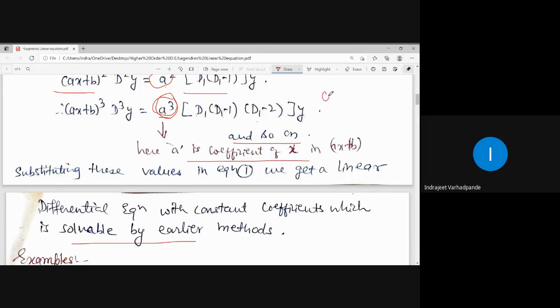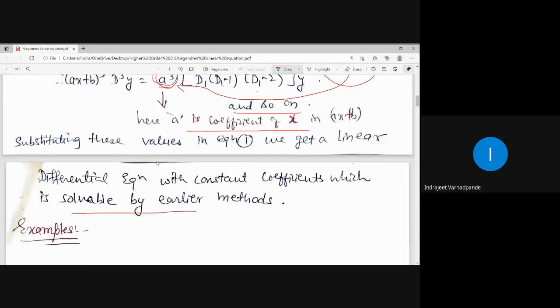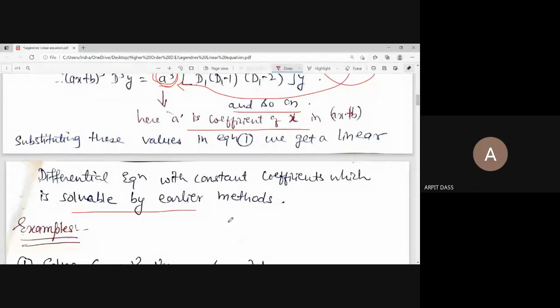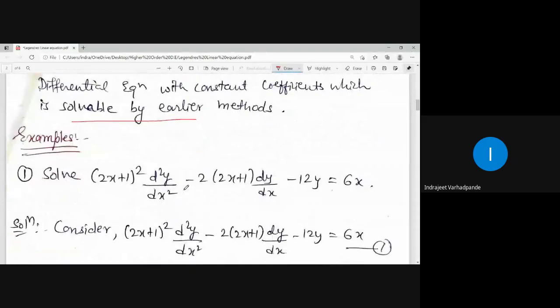So if the linear term is compared with a plus bx, what should be multiplied over here? B. Do not indulge into a and b. Only remember that whatever will be the coefficient of x, we need to multiply by that. And that is very, very important for the simplification purpose. Clear? Yes, sir. Can we move with the example?